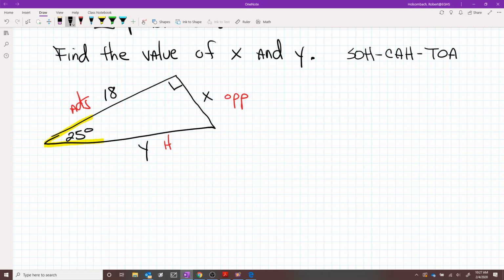So you've got your sides named, and now you're going to choose which variable you're going to solve for first. I'm going to do these alphabetically, so I'm going to solve for the x first. In relation to this given angle of 25 degrees, if I'm solving for x, and I'm given the 18, I'm going to be working with the sides that are opposite and adjacent to the given angle. Opposite and adjacent is a tangent ratio.